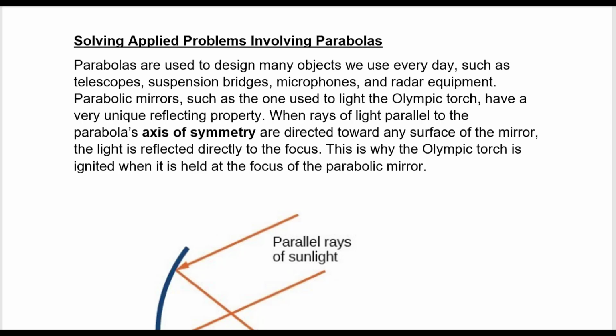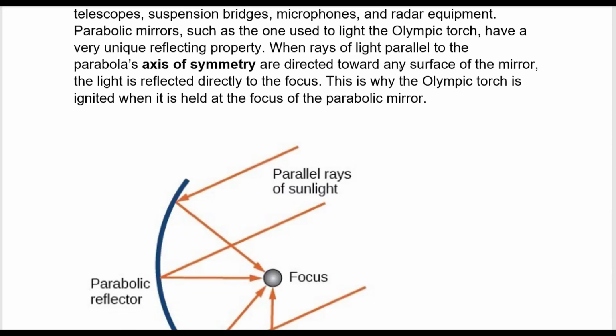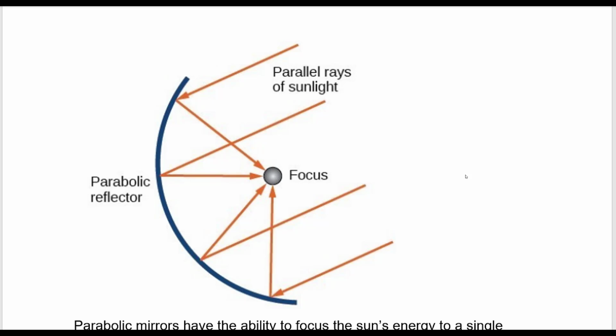Microphones and radar equipment. Parabolic mirrors, such as the one used to light the Olympic torch, have a unique reflecting property. When rays of light parallel to the parabola's axis of symmetry are directed towards any surface of the mirror, the light is reflected directly to the focus. This is why the Olympic torch is ignited when it is held at the focus. And this is the property of parabolas. So this goes both directions, by the way. Anything coming in parallel to that axis of symmetry will bounce and go towards that focus.